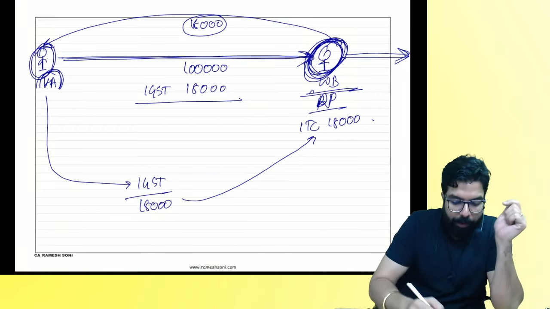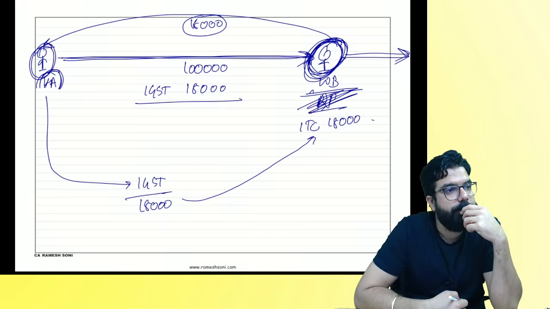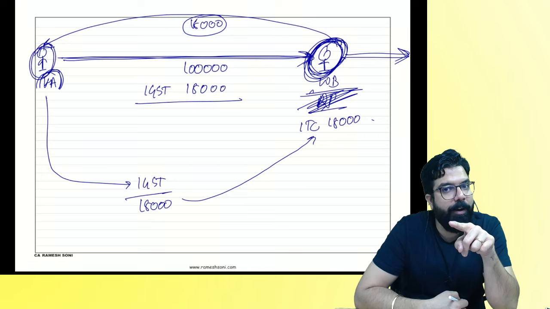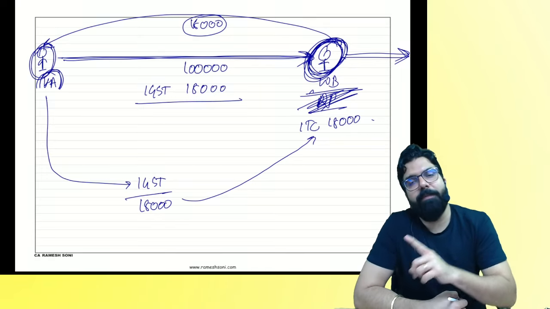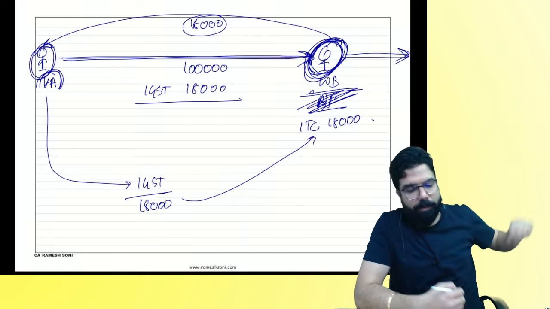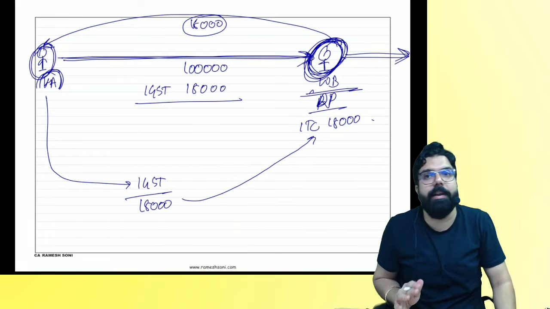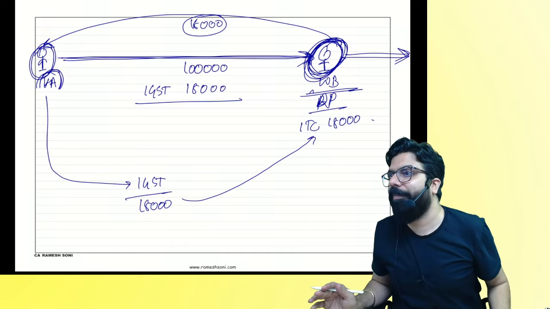My question again, what if he is not a registered person then? What will the central government do? 50% with itself and 50% to West Bengal. Are we all 100% clear with this? Why did IGST come?